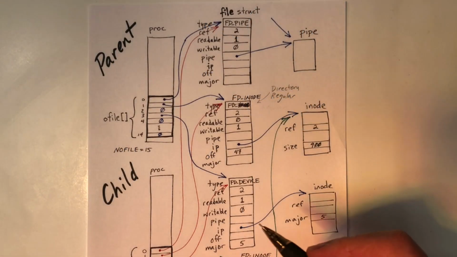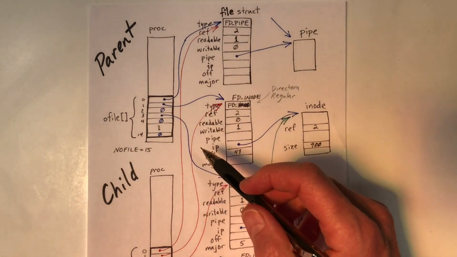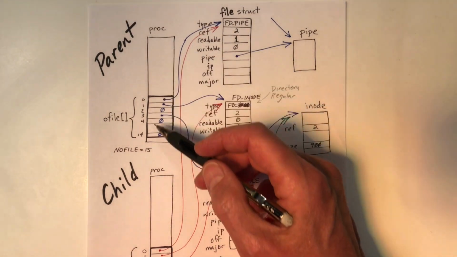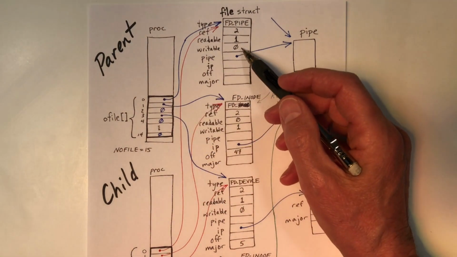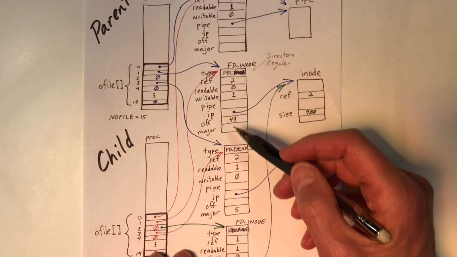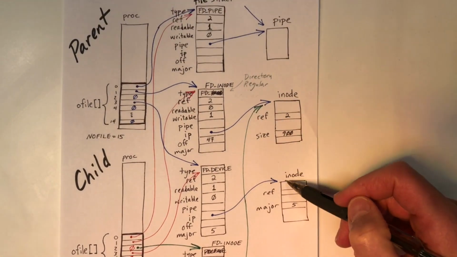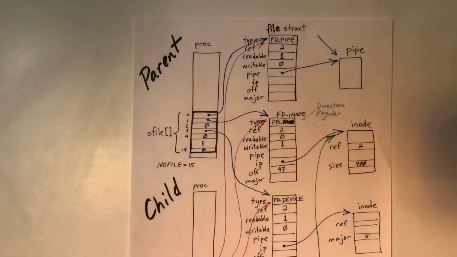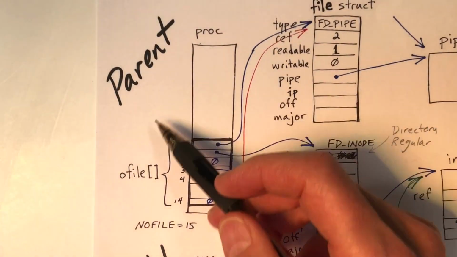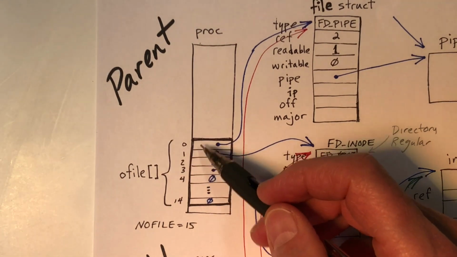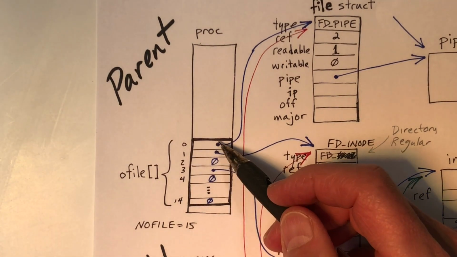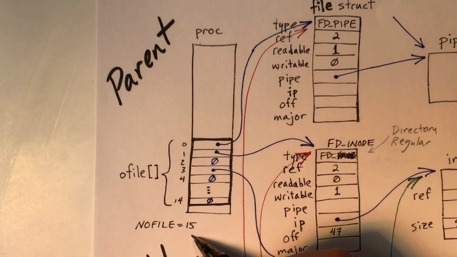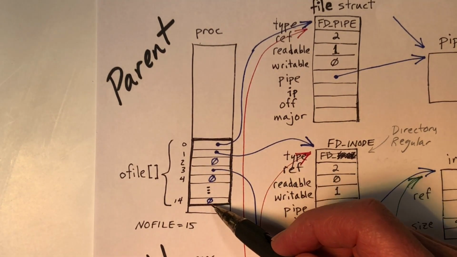To show how the file structure is used, I've created this diagram. We've got two processes, and each process is represented by a proc structure. And we've got 4 file structures here, and then we've got a couple of inode structures and a pipe structure. So let's start with the proc structure. It has a field called ofile, which is an array, and this array contains 15 elements as determined by this constant, number of open files. And these are the file descriptors.